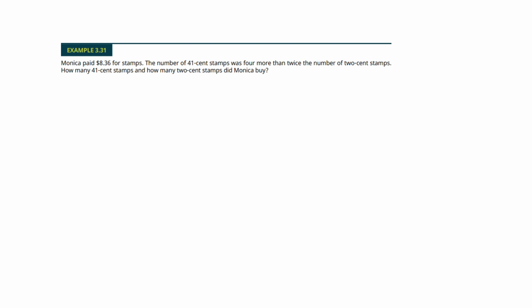Okay, I think this is our last type here. So we're doing the same thing, but with stamps. So everything is exactly the same. So we've got 41-cent stamps, and we've got 2-cent stamps. Okay, now can we build? Okay, so we can build the 41-cent stamps off the 2-cent. So right here, it tells us that we can build the 41-cent stamp off the other. So it was 4 more than twice the number of 2-cent stamps.